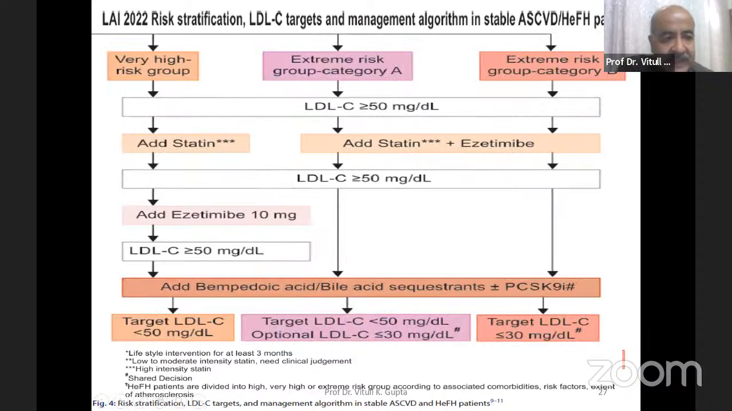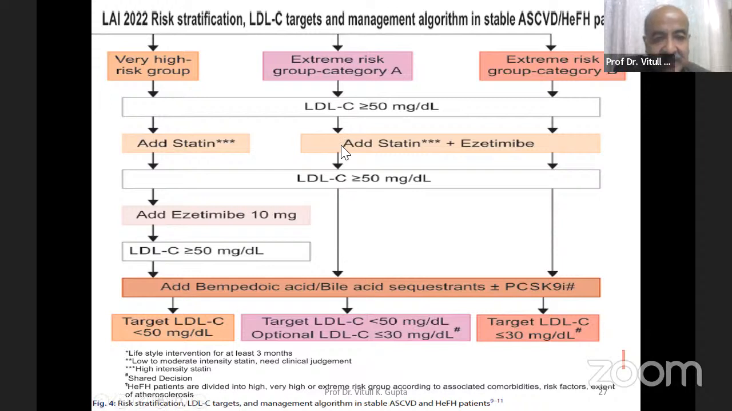Similarly, in the very high risk group, we want LDL-C levels to be less than 50. If the levels are more than 50 milligram per deciliter, we start straightaway with high intensity statin therapy. And if LDL-C remains more than 50, we add ezetimibe 10 milligram and again assess the LDL-C. If it is still more than 50 milligram per deciliter, we add bempedoic acid, bile sequestrant, and/or PCSK9 inhibitor, individualized according to the physician's choice, because these are expensive drugs. That depends upon the patient's compliance also. But we need to reach the target LDL-C level of less than 50 milligram percent in the very high risk group.